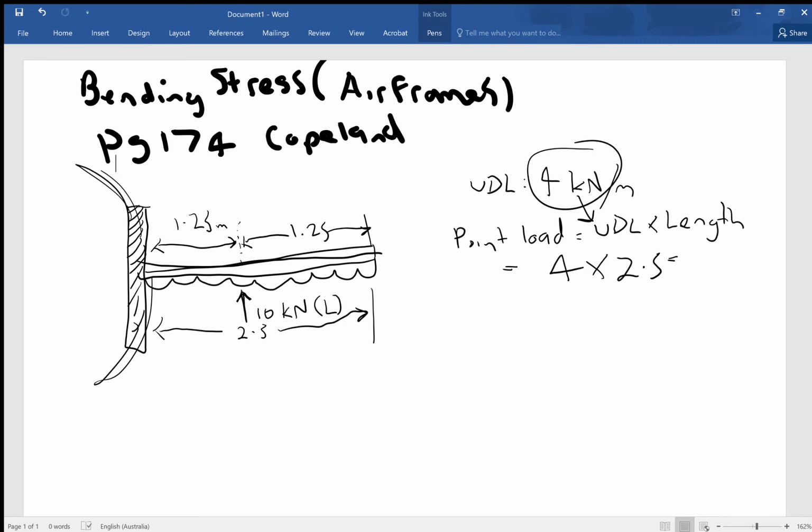Then now, for this question, they want you to work out the bending stress. But to work out the bending stress, one of the values that you need to know is the bending moment. Okay, so we need to calculate our bending moment. We've done shear force and bending moment diagrams. So we're going to do it using that knowledge that we have of shear force and bending moment diagrams.